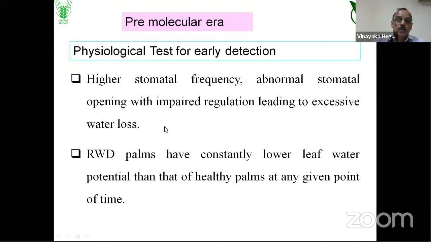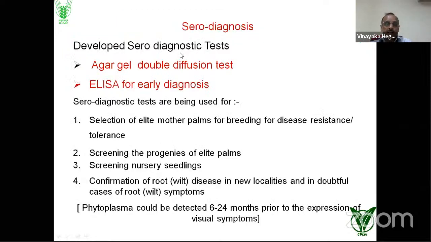Then physiologically also, there are a lot of studies on how the changes happen in the palms. Afterwards, in the 1980s and 90s, serological detection was developed. We have developed an ELISA test also, and we are still following the ELISA test for diagnosis of the mother palms. One reason to go for this is that, like any other virus disease, phytoplasma disease or viroid disease, there is no cure. We cannot apply bactericides, antibiotics or fungicides to control them. We have to go only for virus-free or phytoplasma-free palms.